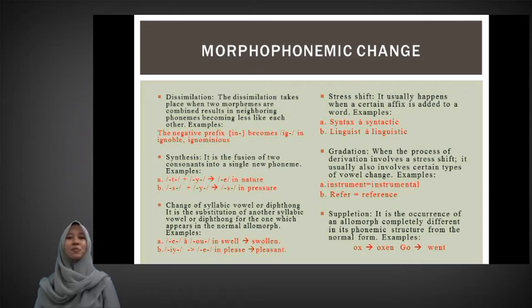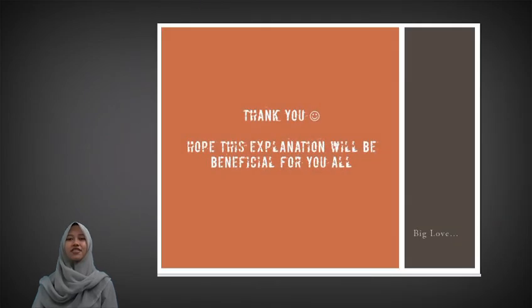And the last is about suppletion. Suppletion is the occurrence of an allomorph completely different in its phonemic structure from the normal form. For example, ox becomes oxen. Go becomes went. Well, that's all the explanation of morphophonemic: definition, process, and change. Hope this video gives you much more benefit.